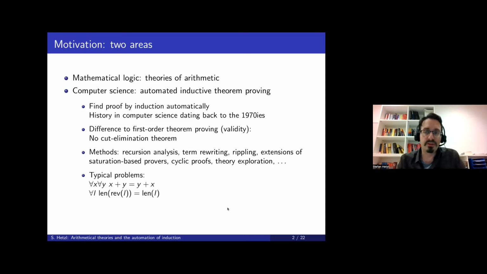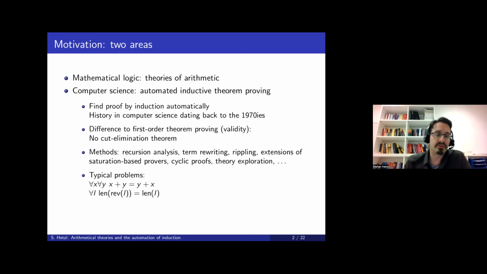And as I mentioned, the typical problems that you want to deal with here are, from a mathematical point of view, you could only call trivial. So you want to prove things like the commutativity of addition from, say, the axioms of Robinson's arithmetic plus some restricted form of induction.